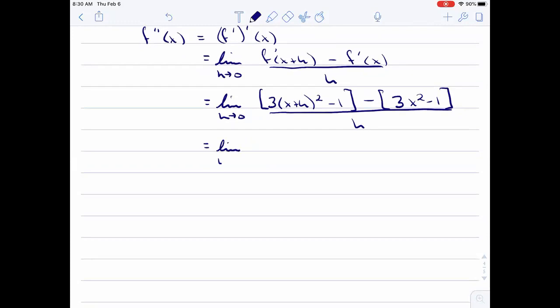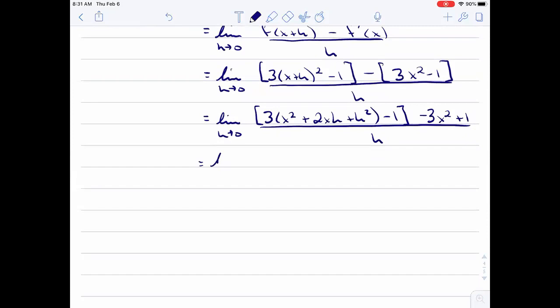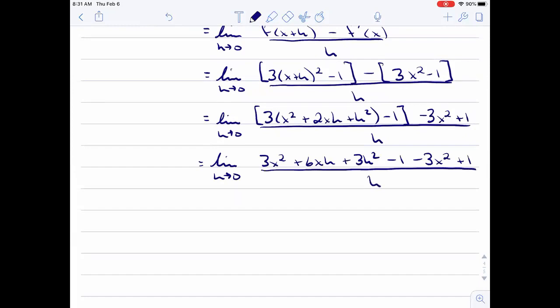If we expand this, we get the limit as h goes to 0 of 3 times (x squared plus 2xh plus h squared) minus 1. And then I'll expand that negative in, so we get minus 3x squared plus 1, over h. Pull that 3 inside, the limit as h goes to 0 of 3x squared plus 6xh plus 3h squared minus 1 minus 3x squared plus 1, over h.